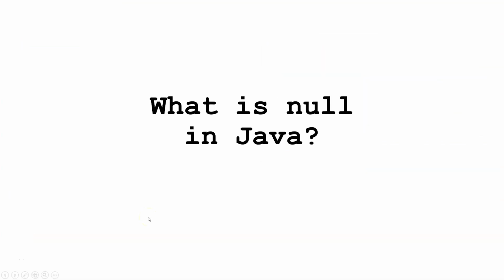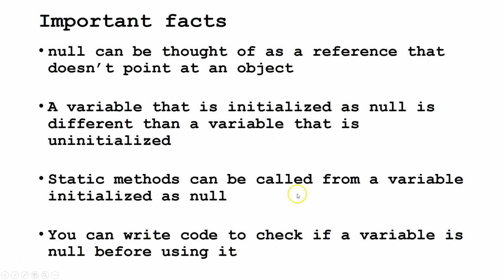In this Java tutorial, we are going to discuss what null means and what it means when a reference variable is set to null. Four important facts to know about null. First, null can be thought of as a reference that doesn't point at an object. Second, a variable that is initialized as null is different than a variable that is uninitialized. Third, static methods can be called from a variable initialized as null. Fourth, you can write code to check if a variable is null before you try to use it.